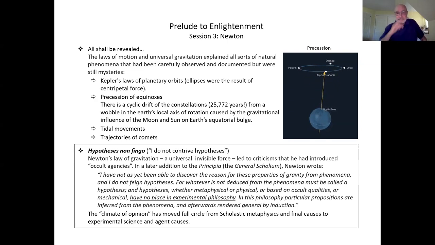In a later addition to the Principia, Newton wrote the following. I have not as yet been able to discover the reason for these properties of gravity from phenomena. I haven't been able to do that. And I do not feign hypotheses. I don't want to make up theories that are loosely connected to what we're observing. I just don't know. It is a law. It is there, whatever it is. And I don't want to hypothesize or theorize. For whatever is not deduced from the phenomena must be called a hypothesis. And hypotheses, whether metaphysical or physical, or based on occult qualities or mechanical, have no place in experimental philosophy.